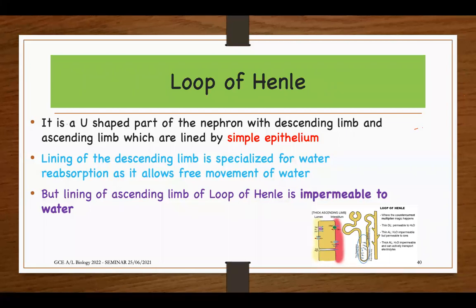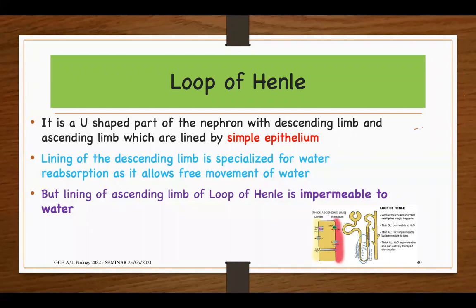into the ascending limb. Lining of descending limb is specialized for water reabsorption because it allows movement of water, but ascending limb of loop of Henle is impermeable to water. Remember that as well. The descending limb is permeable, it allows water exchange, but the ascending limb, as it starts ascending up to the distal convoluted tubule, it is impermeable to water, which means it doesn't allow water to get reabsorbed. All right. So that is what we were talking.